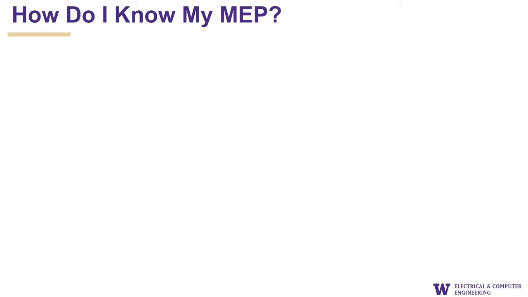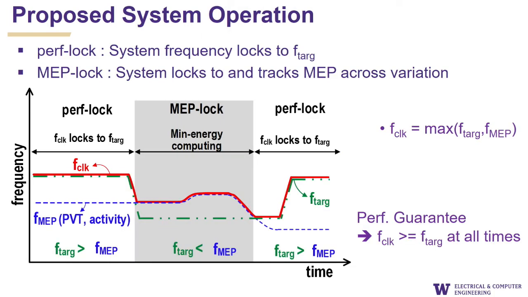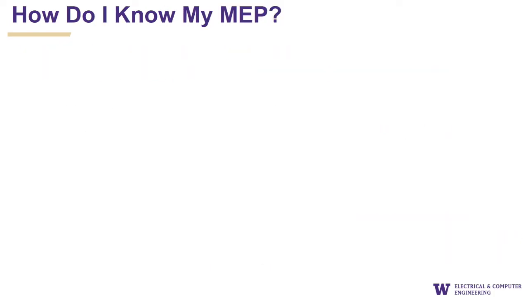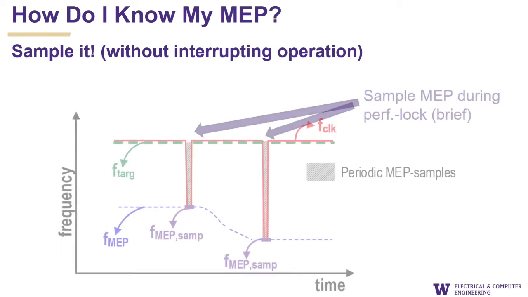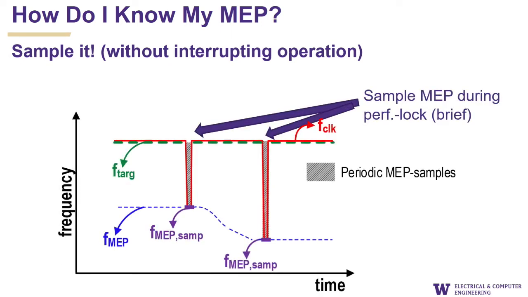So how do I know what my MEP is? I pretended like I knew what the blue curve was. I don't. Unfortunately, the answer to this is a little bit boring, but it is also the most effective. I'm just going to sense it. I'm just going to sample it. Every now and then, when I'm running in performance lock, I'm just going to take a quick deep dive, track my minimum energy point, sample it, know what it is, put it into my memory, go back into performance lock.